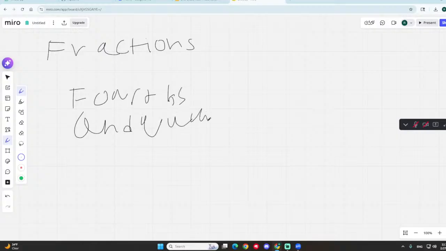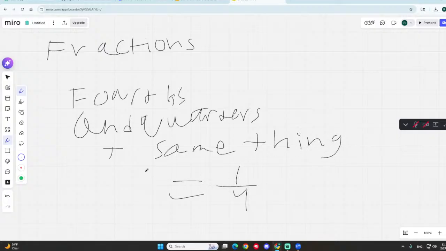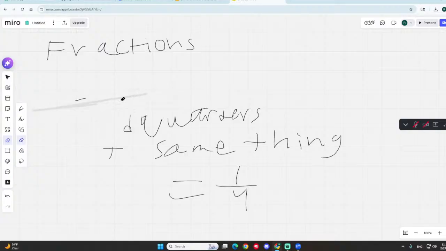Fourths and quarters are the same thing, okay? They both equal 1/4, okay? 1/4.